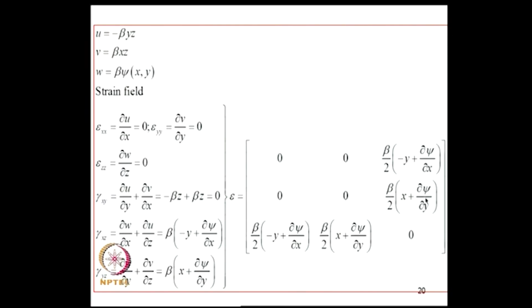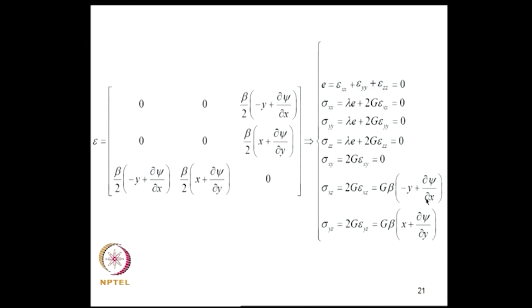Now, for this strain tensor we can compute the stress field again using the constitutive law valid for an isotropic material, and we get stress components sigma xx, sigma yy, sigma zz and sigma xy all 0, and the two shearing stress components are obtained in terms of beta and psi as shown here.